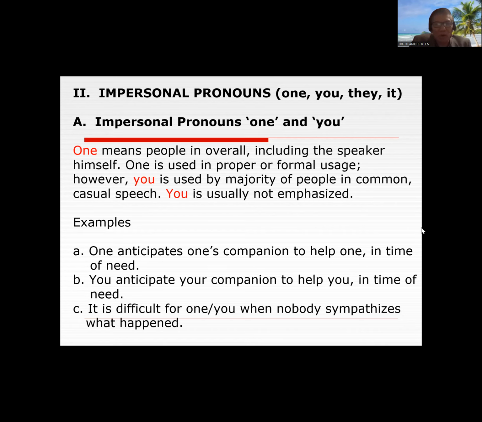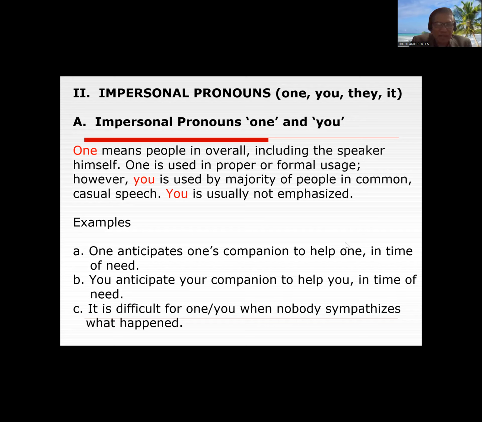One means people in overall, including the speaker himself. One is used in proper or formal usage. However, you is used by majority of people in common, casual speech. You is usually not emphasized. We have the example here.